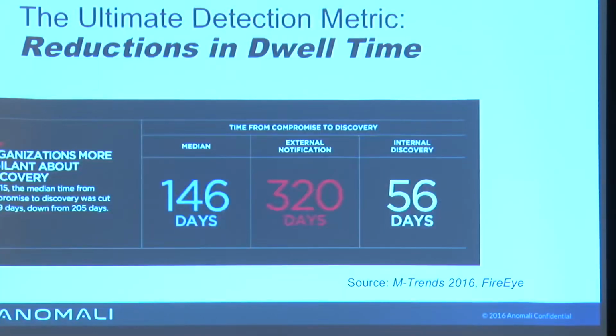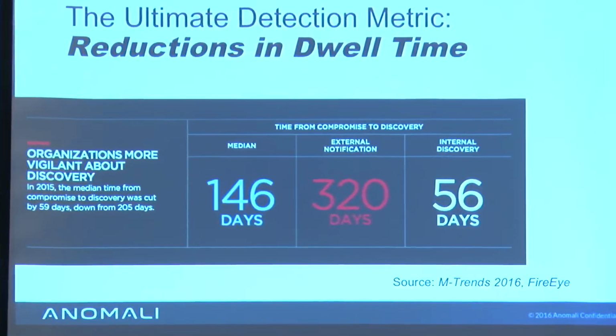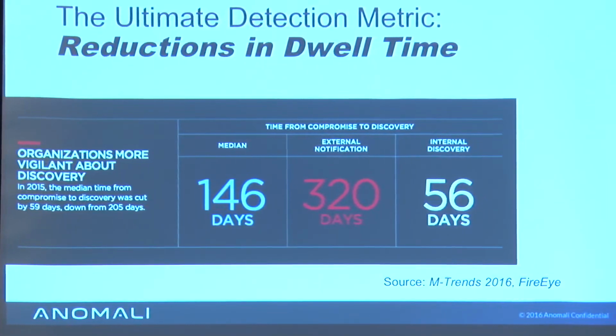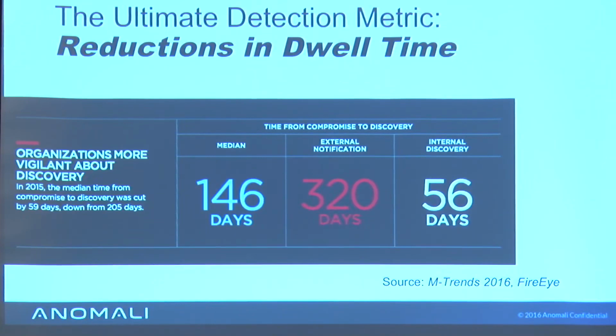And if we remember, the point of my talk here is how do we reduce dwell time? If we look at Mandiant's M-Trends report, the median dwell time for their clients is 146 days. The median dwell time whenever they receive an external notification, whether that's from a third-party security provider, a law enforcement organization, or counterintelligence organization, is 320 days. Whenever they discover it internally themselves, you're only at 56 days. The actors have had 56 days to operate within your organization.